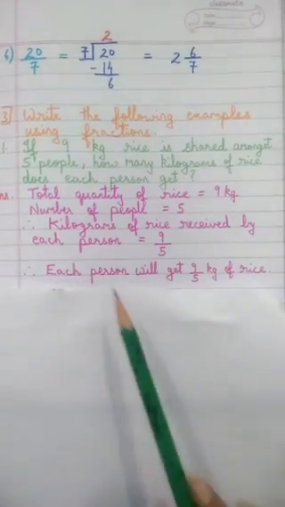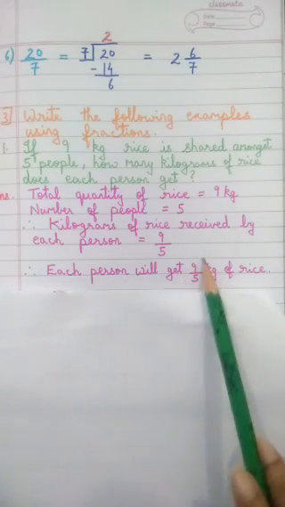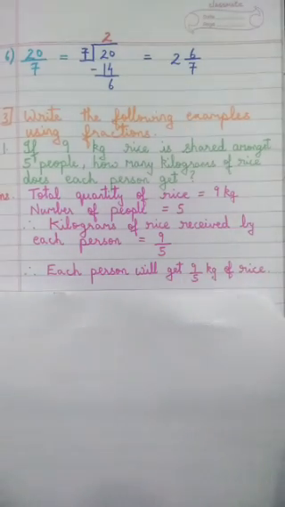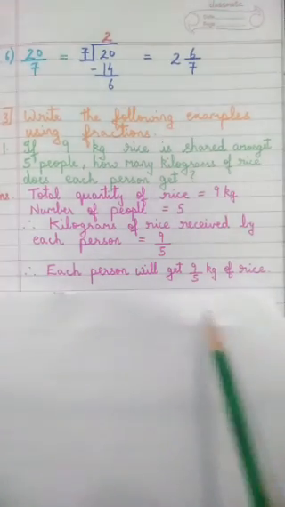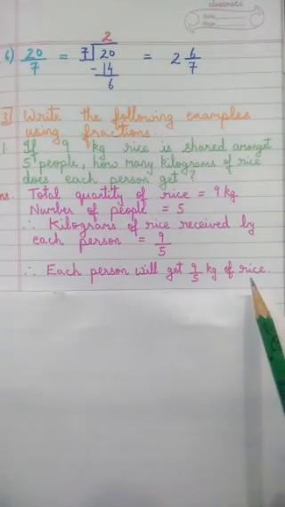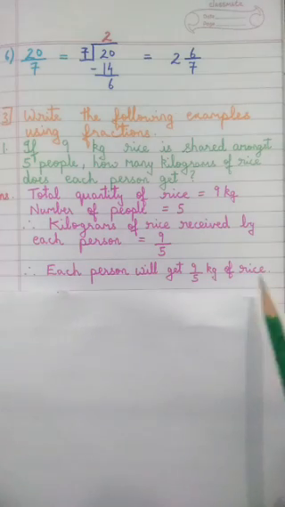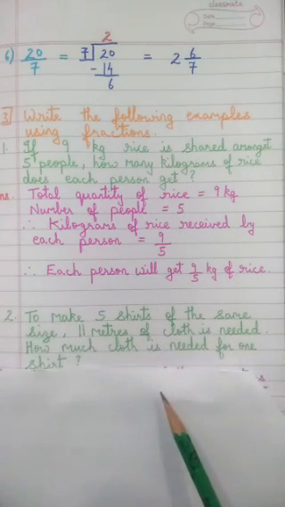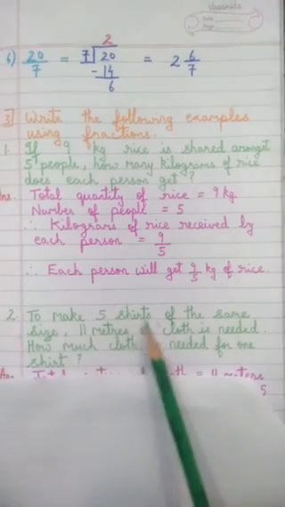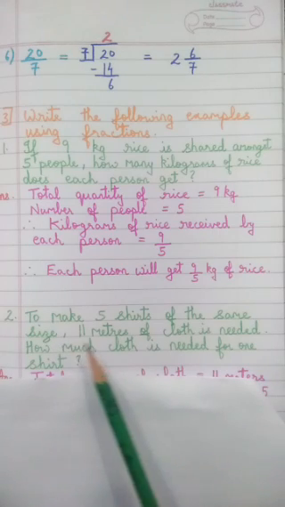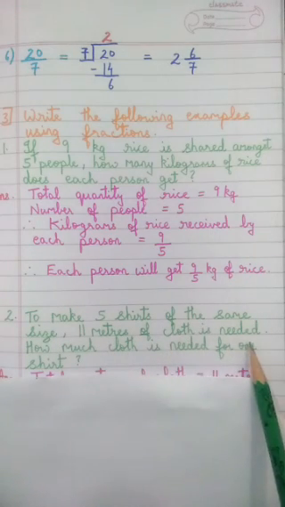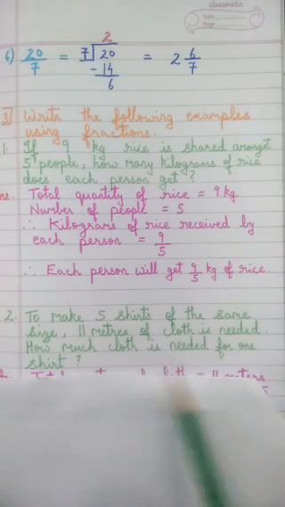So your final answer: therefore each person will get 9 upon 5 kg of rice. So using fractions we have written this example. We did not solve it any further. Okay, second question. To make 5 shirts of the same size, 11 meters of cloth is needed. How much cloth is needed for one shirt?